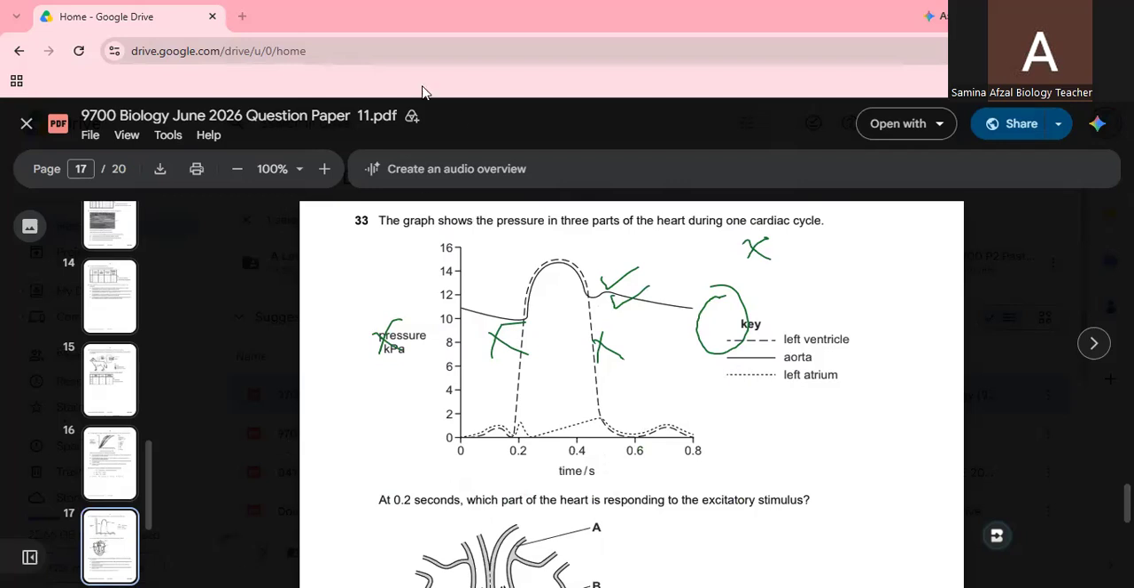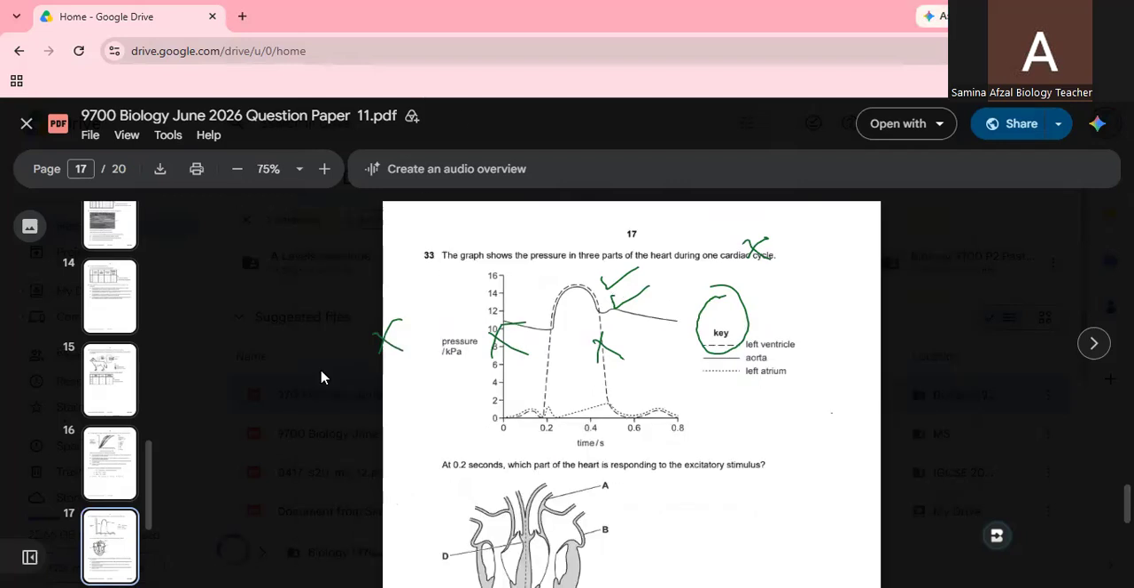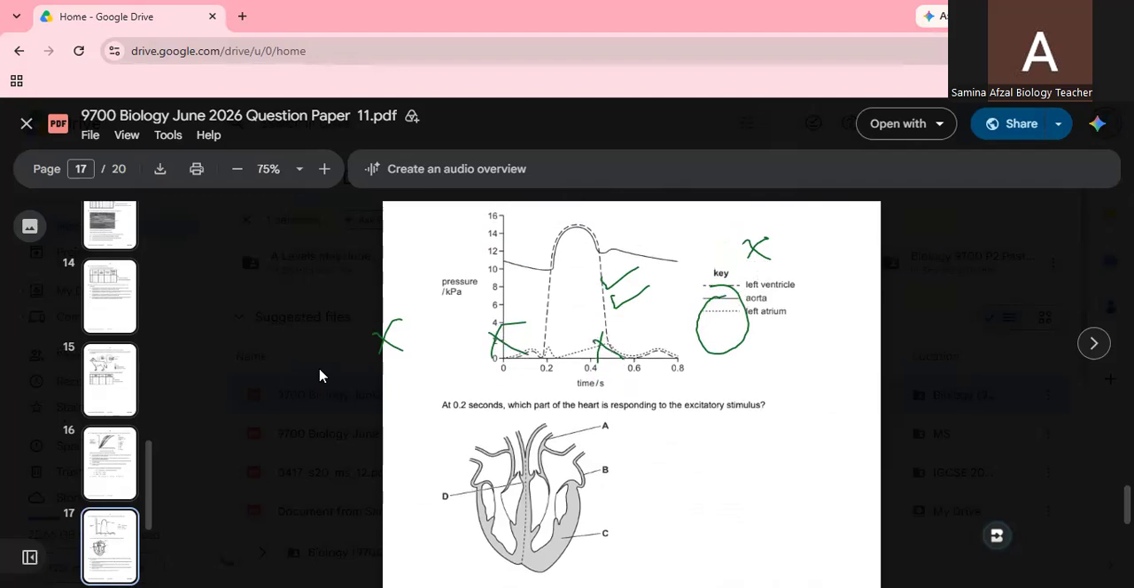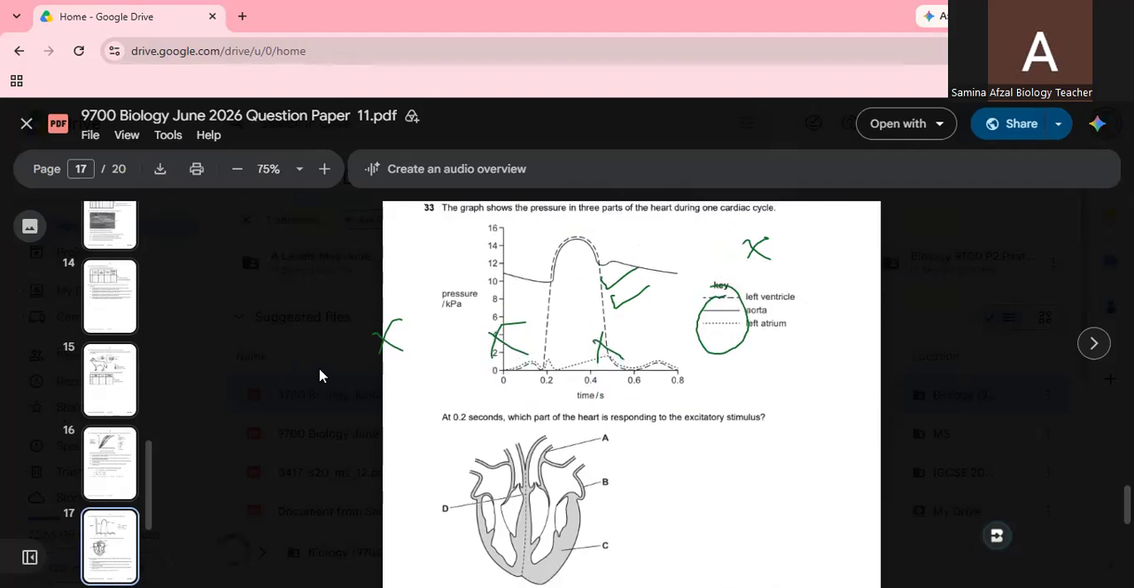Question number 33. So you can see the question number 33 is there. The graph shows the pressure in 3 parts of the heart during one cardiac cycle. So you can see over there the left ventricle has been shown with the dotted lines, aorta with a straight line, and left atrium by very small dots.